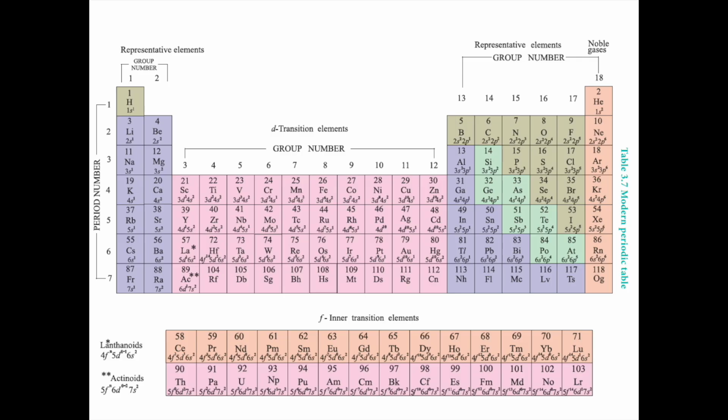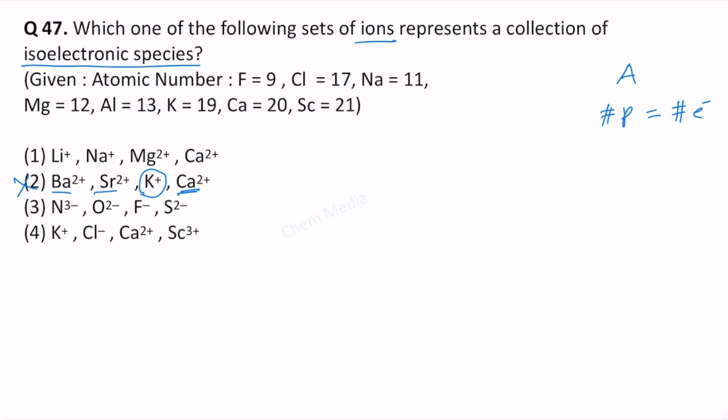But potassium belongs to group 1. So therefore they will not be isoelectronic. So we can rule out this. And then for option 1, lithium atomic number is 3, but it is Li plus.